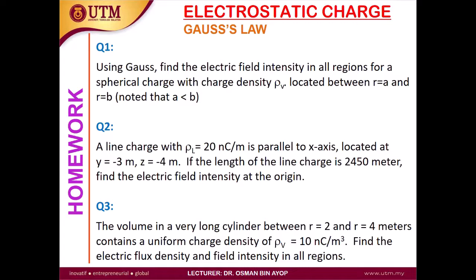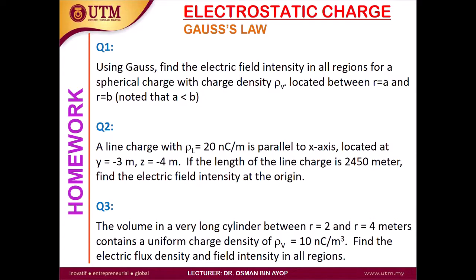Let's see question 1. Using Gauss, find the electric field intensity in all regions for a spherical charge with charge density rho v located between r equal to a and r equal to b. I'll just give you a hint. For question 1, you basically have a sphere, and then you have the volume charge between r equal to a here and b. This is your volume charge, and you have to find the E field at all regions. So we have region 1, region 2, and region 3. So you have to find E at all regions using Gauss. That is for question 1.